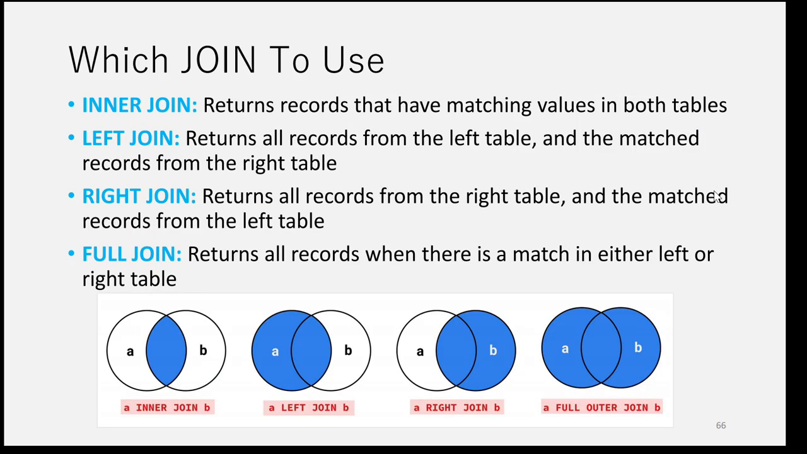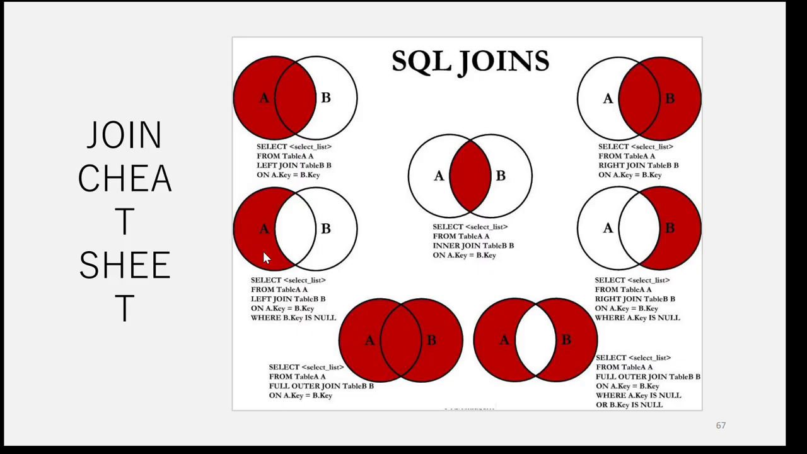Which join to use? Inner join, if you want to return the records having matching values in both tables, it is the intersection. Left join, if you want all the records from the left table that should be matched with the right table. Right join, all the records from the right table that are matched with the records of the left table. Full join, you need the entire part.